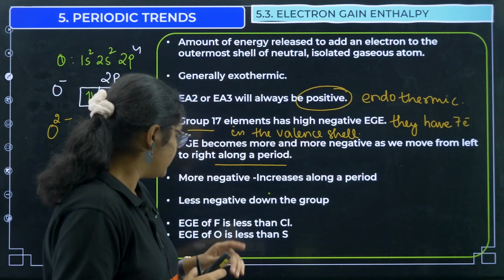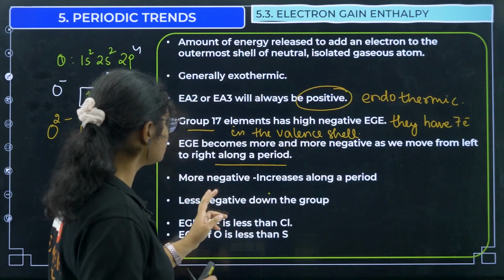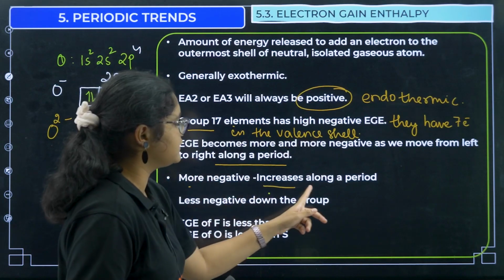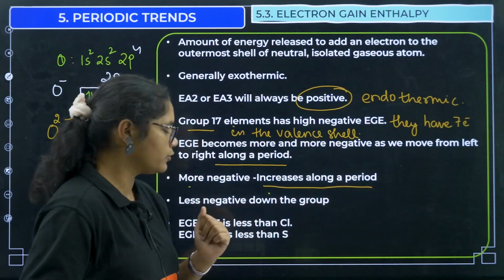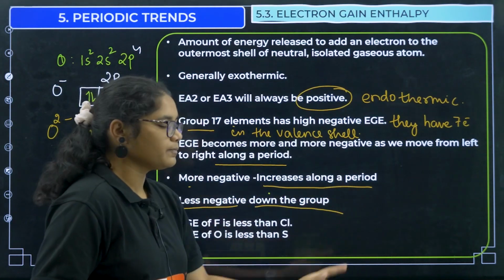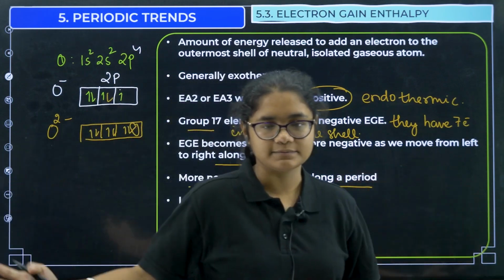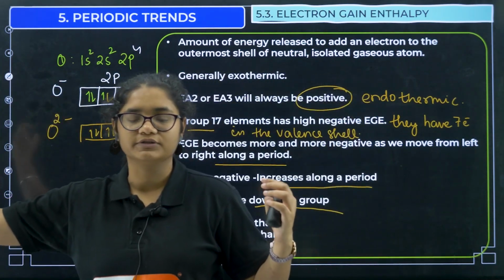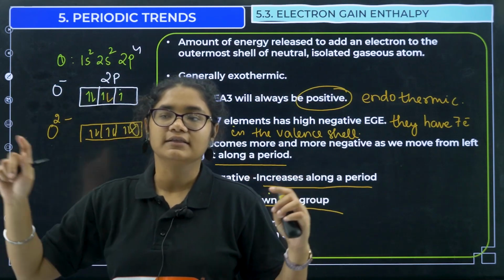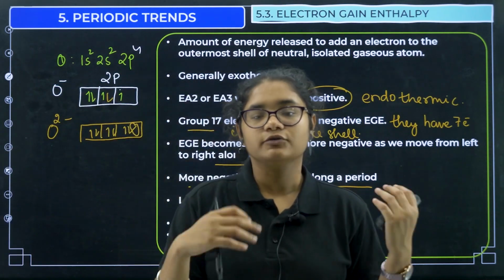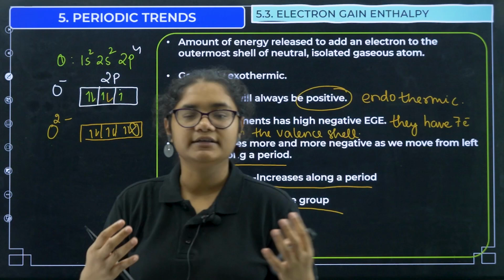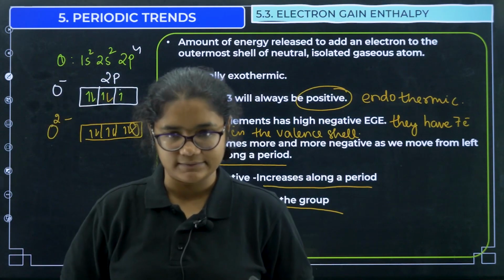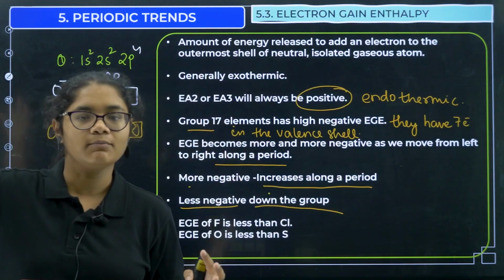So it becomes more and more negative along the period, less negative down the group. Now if you see down the group, the size is increasing, right? The force of attraction between the nuclear charge and the outermost electron is very less. So that is why the energy released will be very less, it will decrease. Less negative this way, and this side it will become more negative.